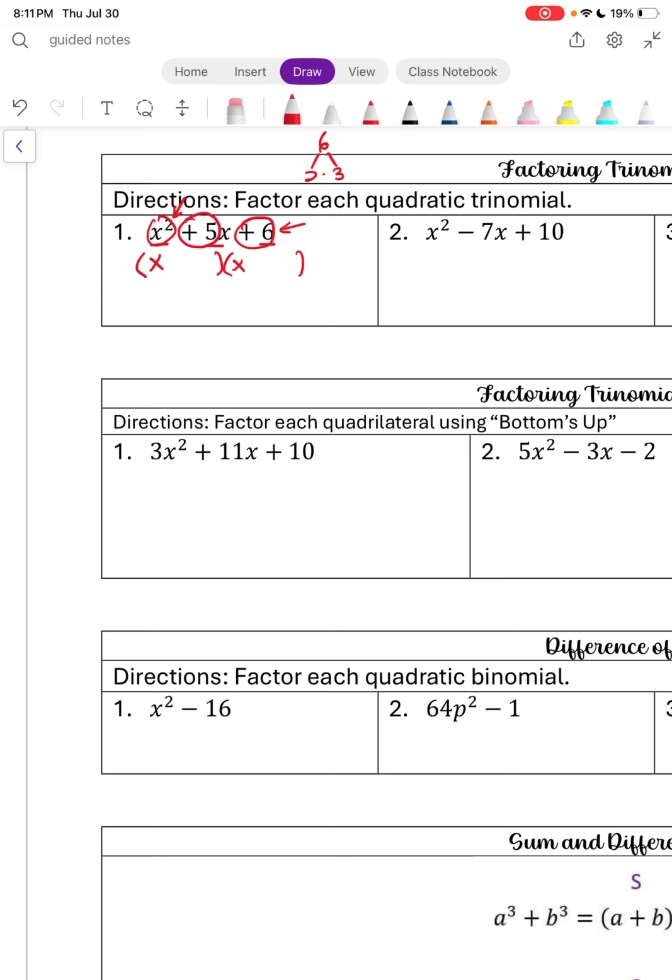So the best place to start is to find all the numbers that multiply to give you 6, and that'd be 1 and 6 or 2 and 3. And it's kind of obvious that positive 2 and positive 3 are going to be the ones that add to give you 5, and we're done.